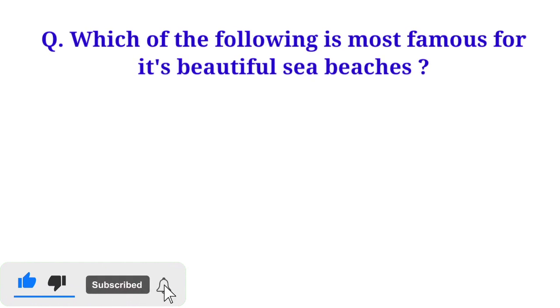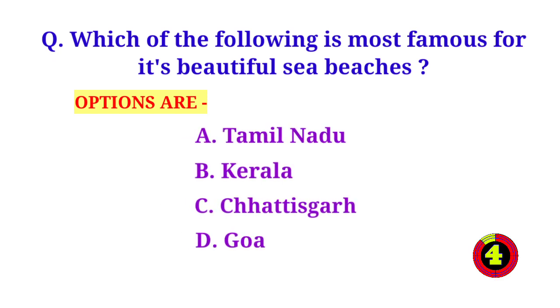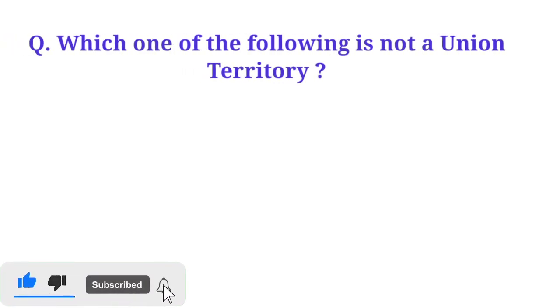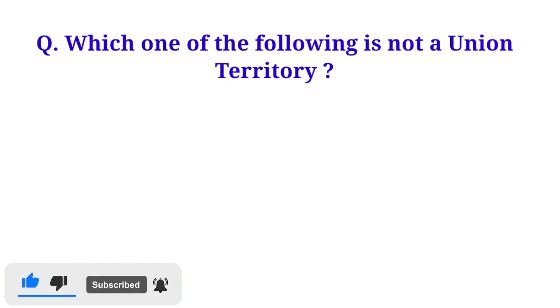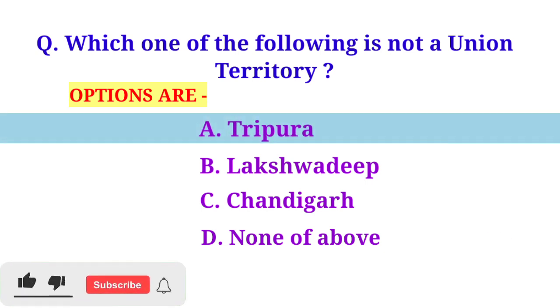Which of the following state is most famous for its beautiful sea beaches? Option D, Goa, is the correct answer. Which one of the following is not a union territory? Option A, Tripura, is the correct answer.